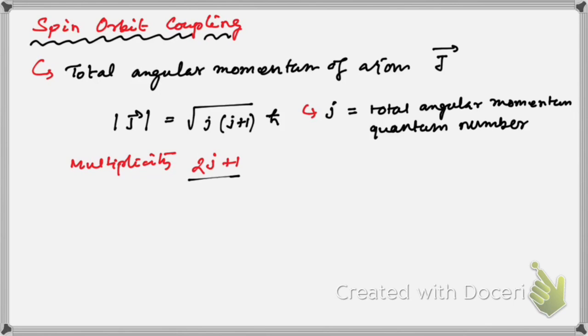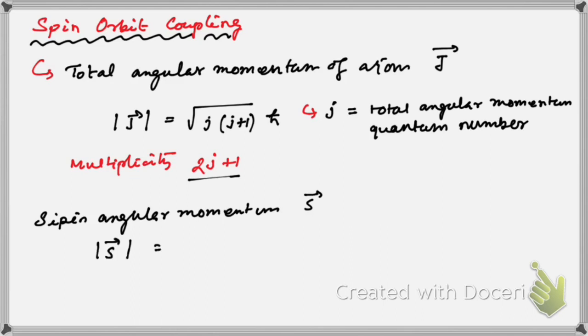Now how to get j? In order to get j, we must know the spin angular momentum and orbital angular momentum, because due to the interaction of spin and orbital angular momentum, we get the total angular momentum of the atom. So the spin angular momentum, that is capital S vector, has magnitude equal to root over small s into small s plus 1 h cut, where small s is the spin angular momentum quantum number.